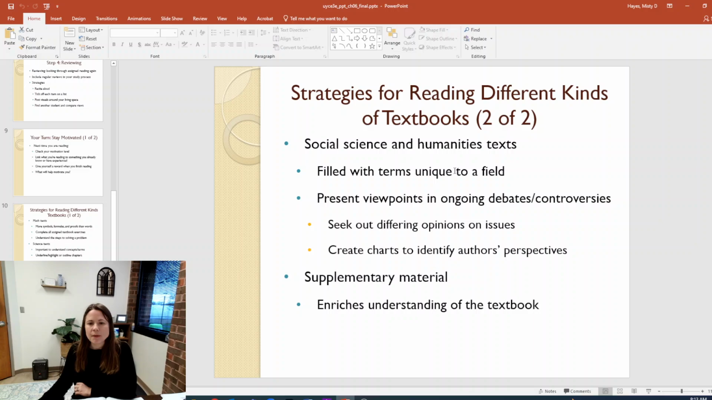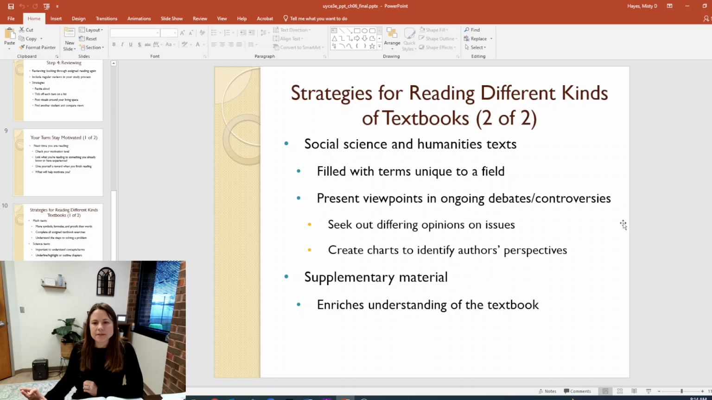Social science and humanities texts would be classes such as a psychology class or sociology, or a history course. Something of that sense would be considered social science. Now, humanities would be, let's say you're taking a Spanish class, or an English composition class, or European Lit. That would be humanities.